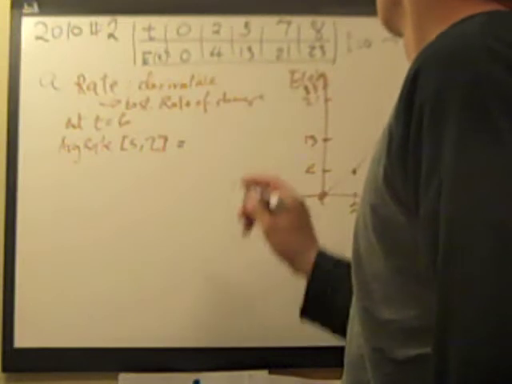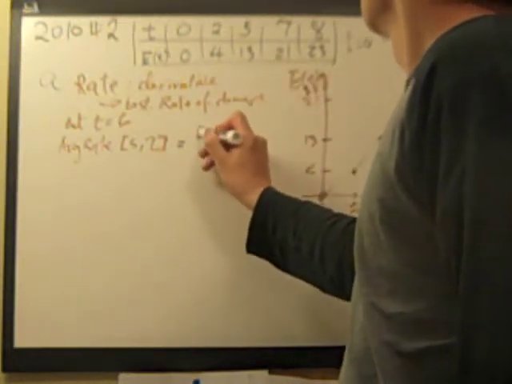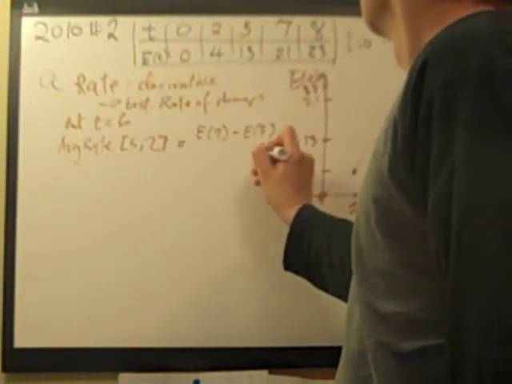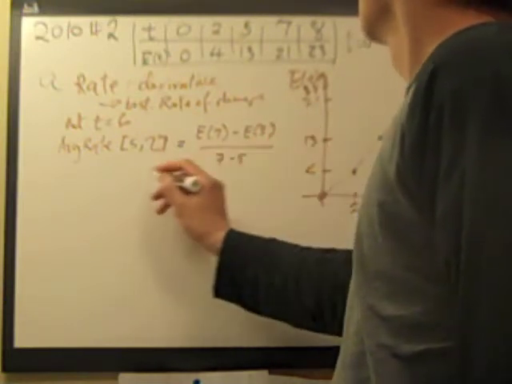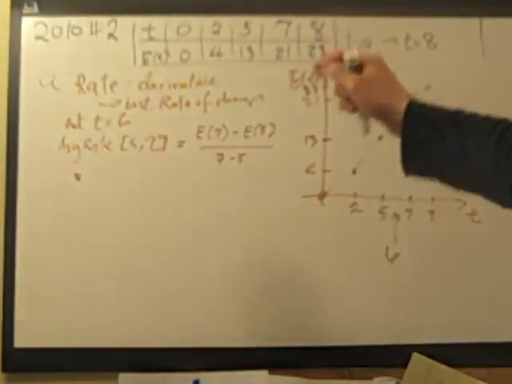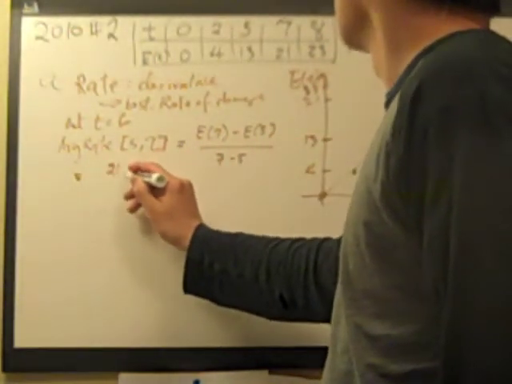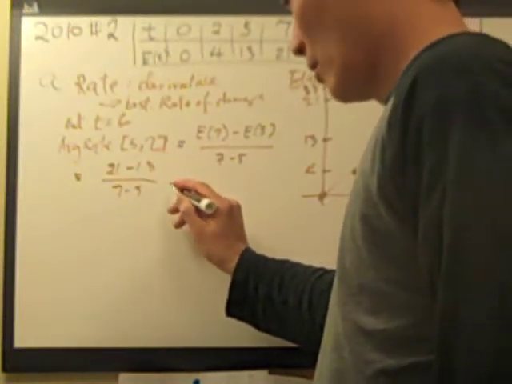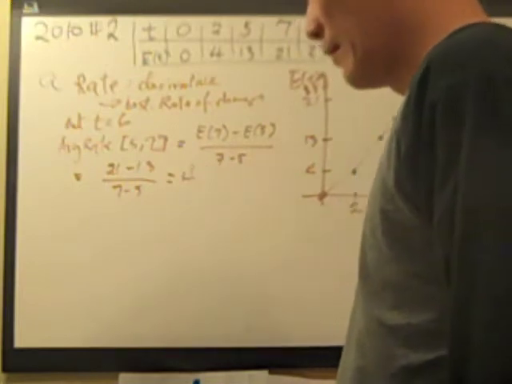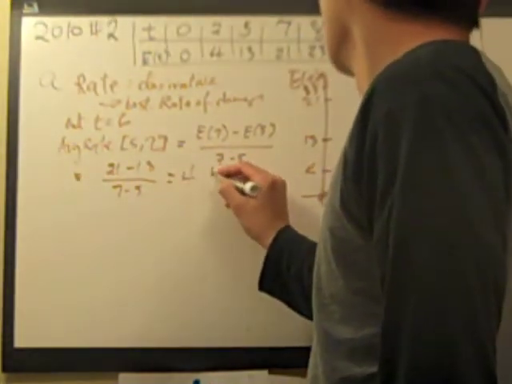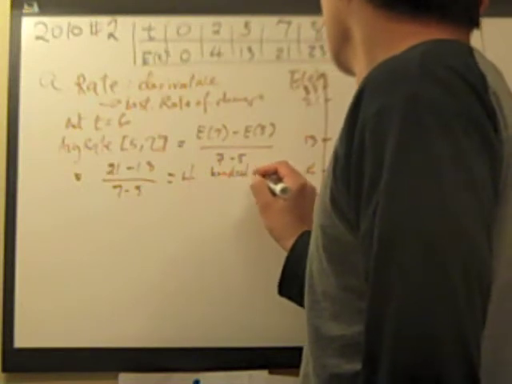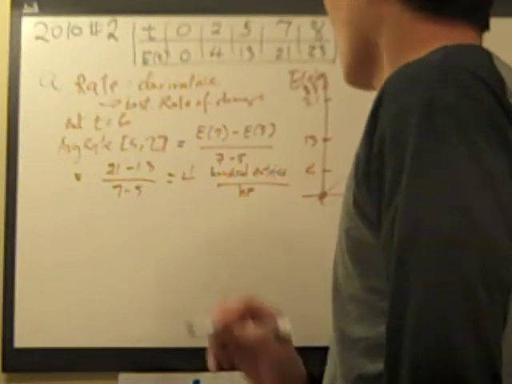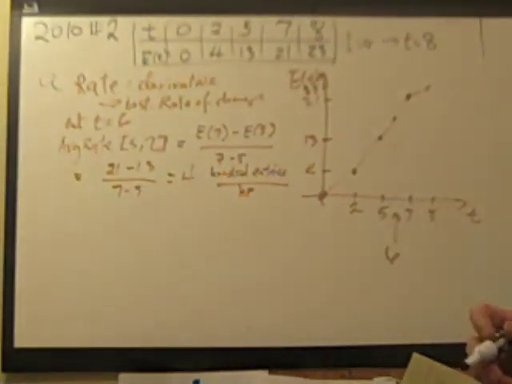We know that that has to be E of 7 minus E of 5 over 7 minus 5. And if you take a look at what we have, 21 minus 13 over 7 minus 5. So we end up with 4, and so there's 400 entries per hour. Okay, so that's part A.